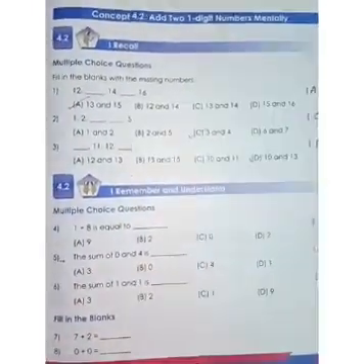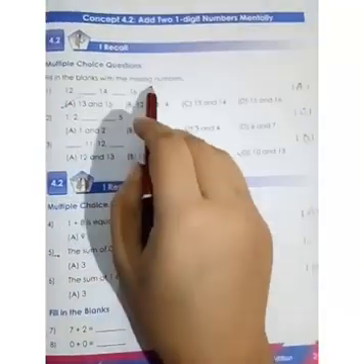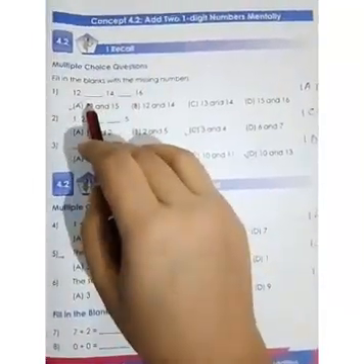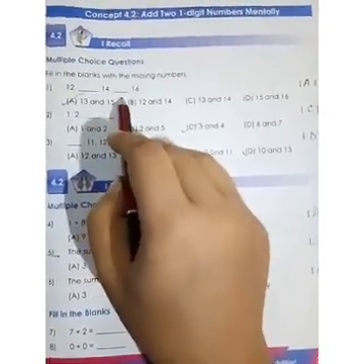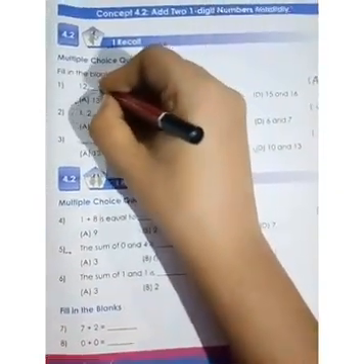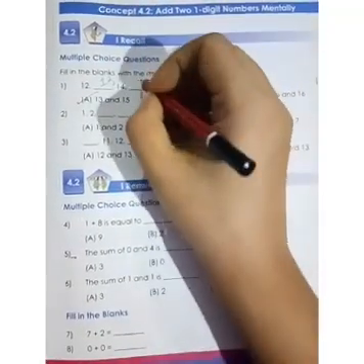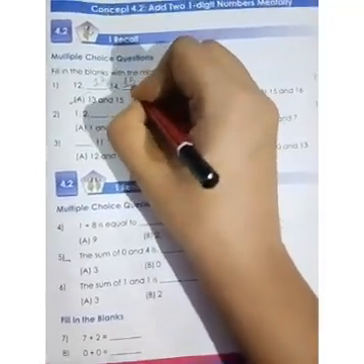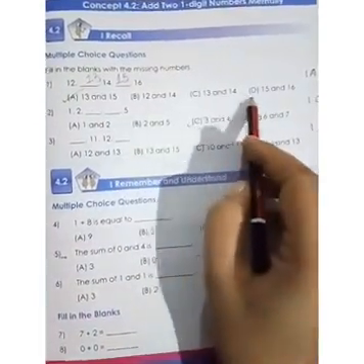Alright. So let us go to the next topic, that is adding 2 one-digit numbers mentally. So we have to add mentally here. Fill in the blanks with the missing number. After 12, the gap is given, then 14, then a gap, then 16. After 12, what will come? 13, isn't it? 13, then 14. After 14, what will come? 15. 15, then 16. Now, which is the correct set of answers?